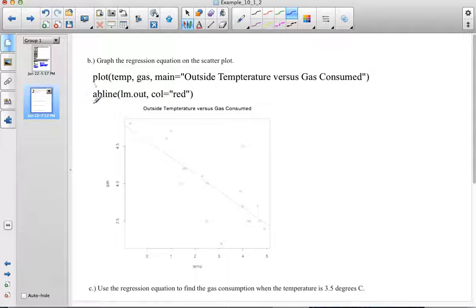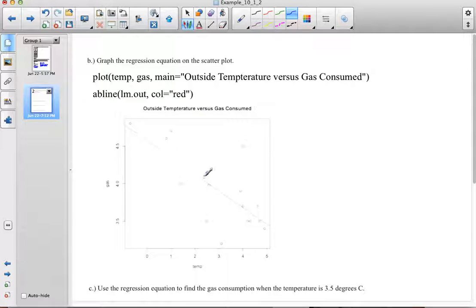And then this abline is what allows it to put a line on your plot. Don't close the plot window after you create it. So you create the plot window and then you do this abline back in the command lines. And then lm.out is what we called our linear model. So what this is saying is we want to plot the linear model on here. And just to make it stand out a little bit better, I called it red.